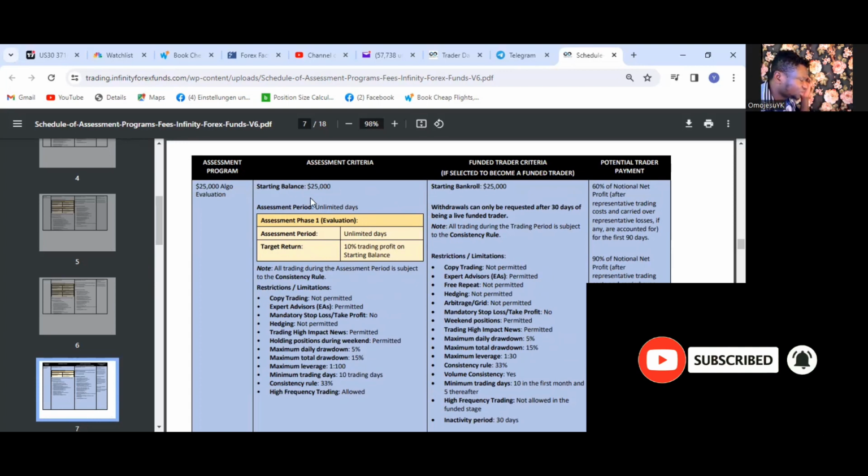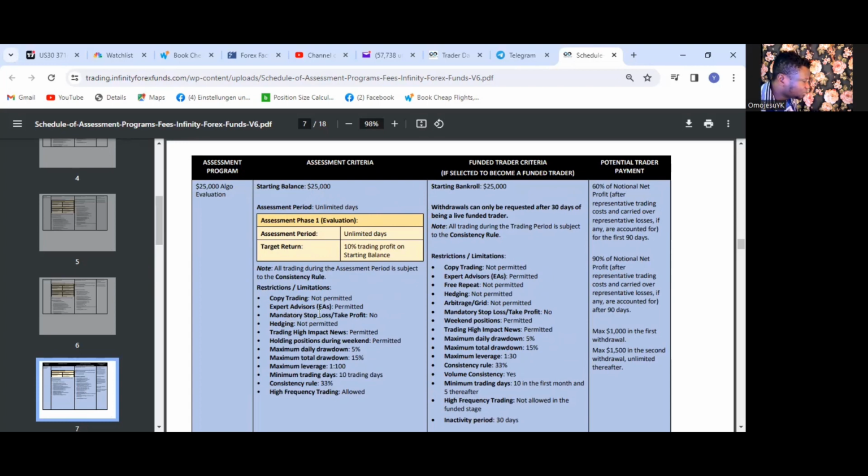For those starting with trading 25K accounts, you follow all these rules. Copy trading not permitted, expert advisors permitted, mandatory stop loss no, hedging not permitted, trading during news is permitted, and holding positions over the weekend is permitted. Maximum daily drawdown 5%, overall is 15%. Leverage is 1-to-1. Minimum trading days 10. Now, the consistency 33% rule, I'll explain with my whiteboard when we get there.